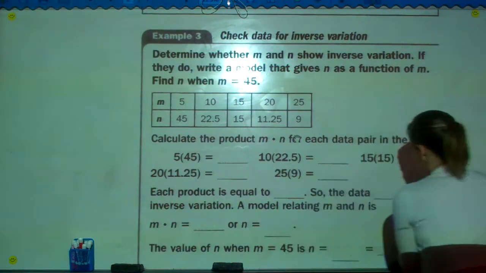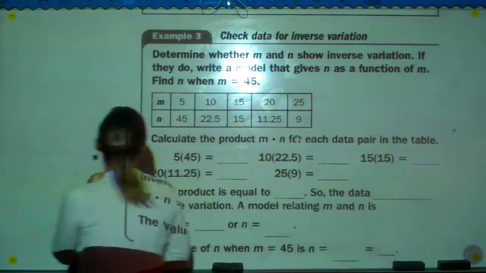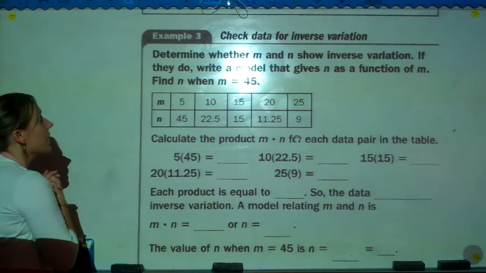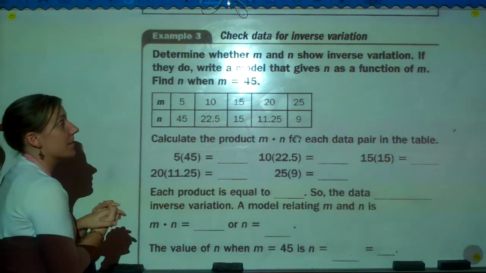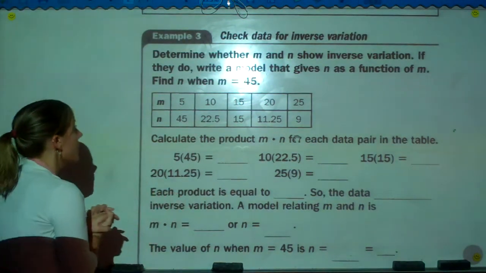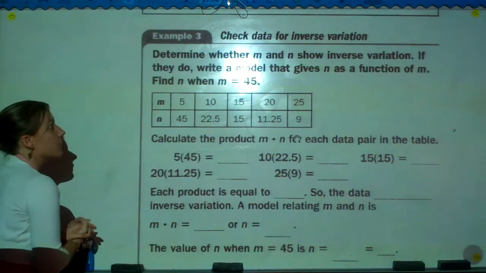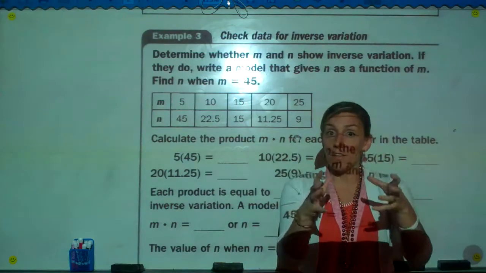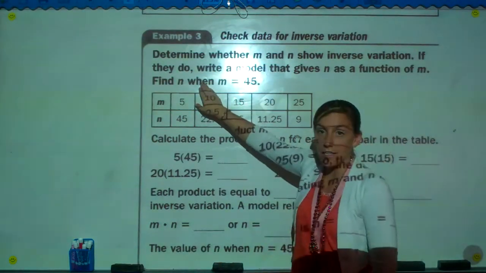Alright, so this is a pretty long one, but it says, determine whether m and n show an inverse variation. If they do, write a model that gives n as a function of m, find n when m is 45. So in the end, we are going to do the same thing. We're going to find the equation, and then we're going to answer this last question.